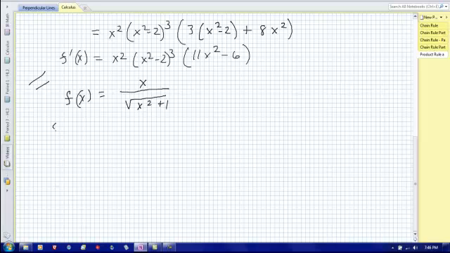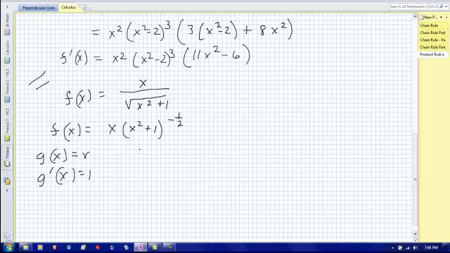Well, we could rewrite this function as x times x squared plus 1 to the negative 1/2. See, this was in the denominator, so it's a negative exponent, the square root, so that's a 1/2. And now we have it, again, as a product rule and chain rule. So the first function, well, it's just x. That's pretty simple. The derivative of x is just 1. So that's going to make things pretty simple.